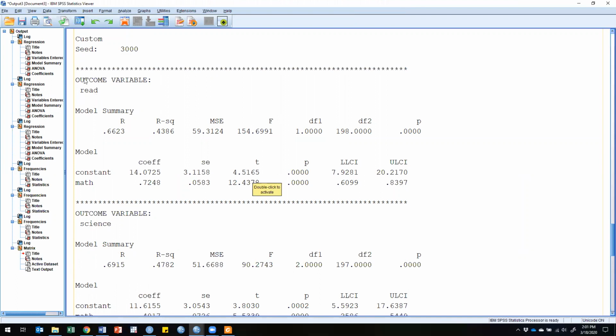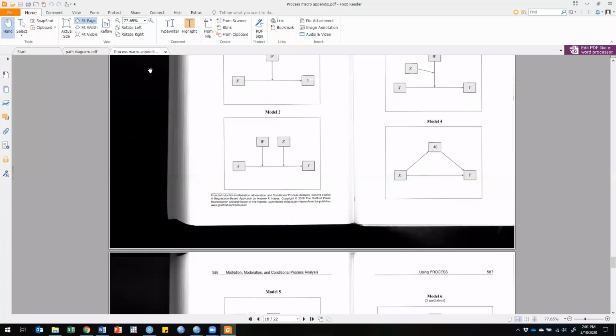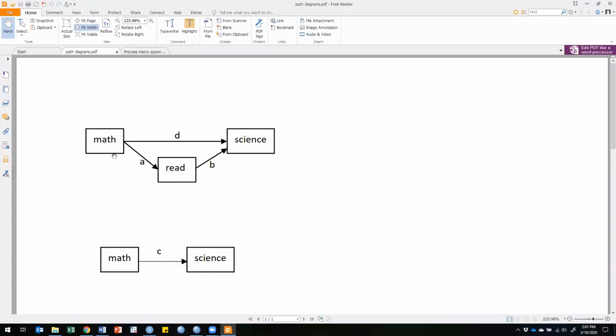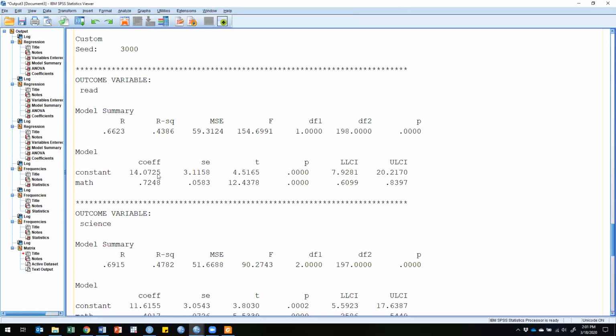Here our outcome variable is read. This was that 3rd model we ran. And here was that same direct effect. This was A in our path diagram here, right? Our outcome variable is read, the impact of math on reading. The number was 0.725, it just goes up to a few more decimal places. And you'll see the R squared, the constant, this regression equation is the exact same that we found when we ran it.